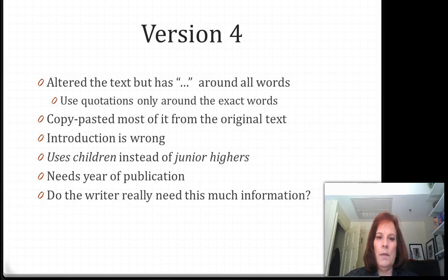For the most part, the student has copied and pasted most of the original text, but the introduction is wrong, and he uses children instead of junior hires. He also needs a year of publication, and honestly, does this writer, this student, need all of this information? Can't he paraphrase that down to the most important information instead of just copying and pasting?